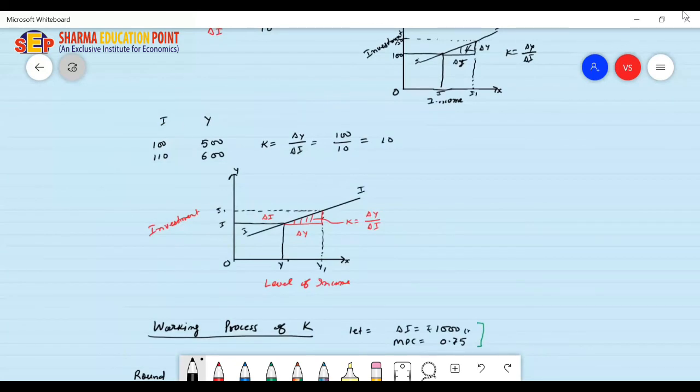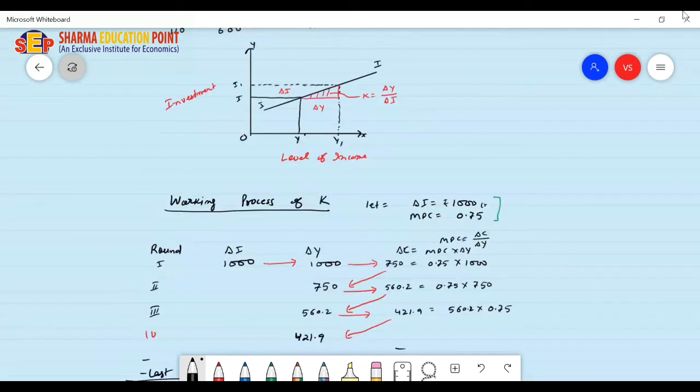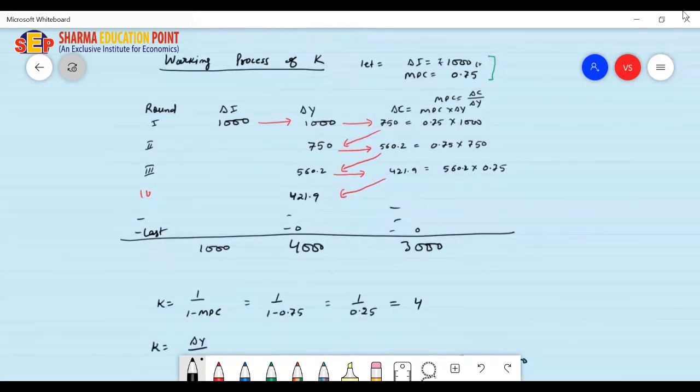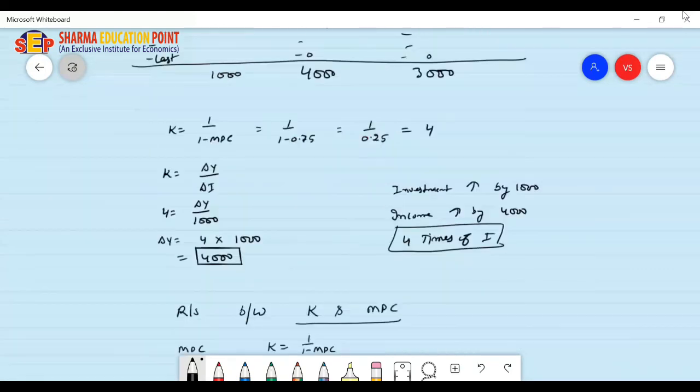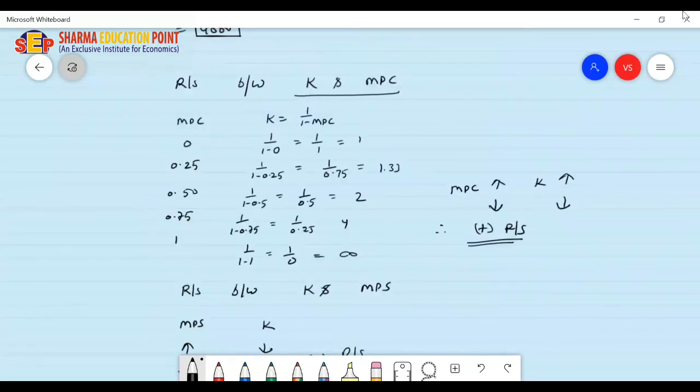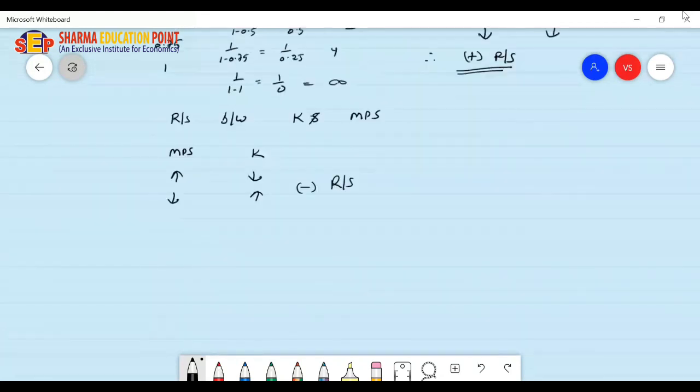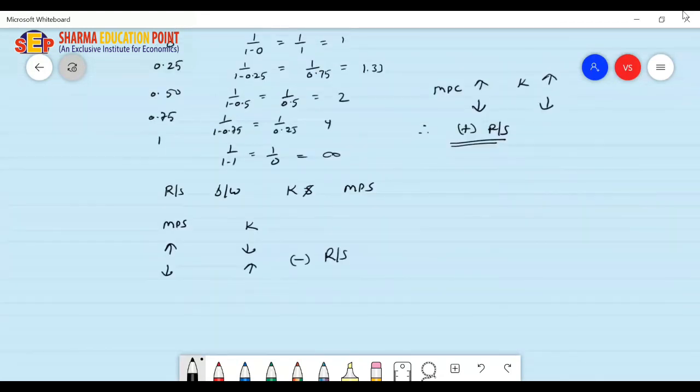So this is another example, where investment increases from 100 to 110 and income also increases from 500 to 600. Then I told you the working process of the investment multiplier. This is the most important concept. This is the working process. Then the relationship between K and MPC and K and MPS. Now I am showing you the notes which I have already given to you. So wait for the notes.